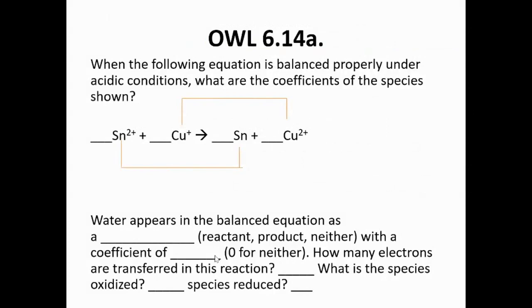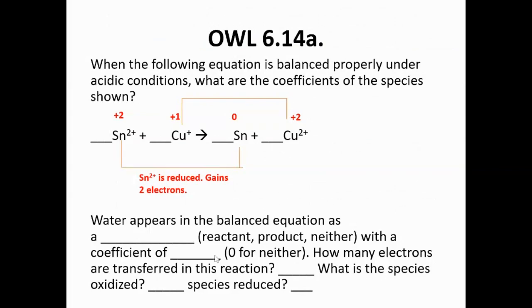Let's look at an example, OWL 6.14. We have tin-2 ions reacting with copper-1 ions. We're forming tin metal and copper-2 ions. We have tie lines already shown here. What is tin doing? It's going from +2 to 0. Is it gaining or losing electrons? It's gaining 2 electrons. Therefore, tin-2 is being reduced.